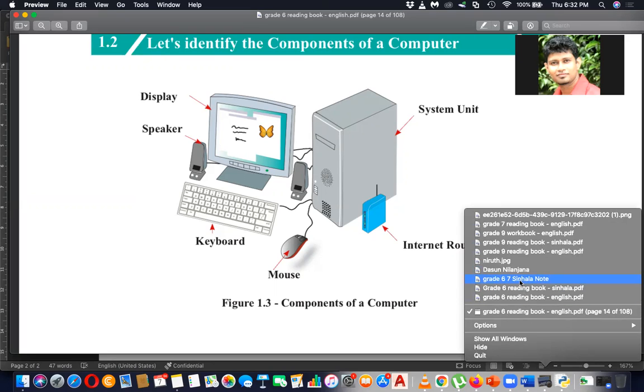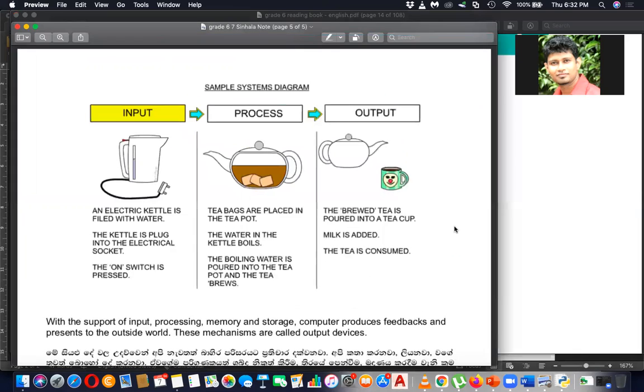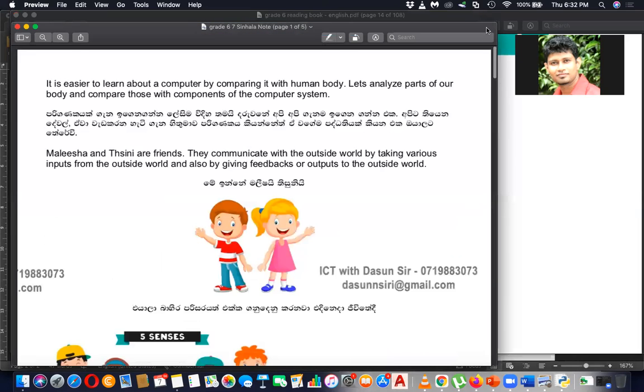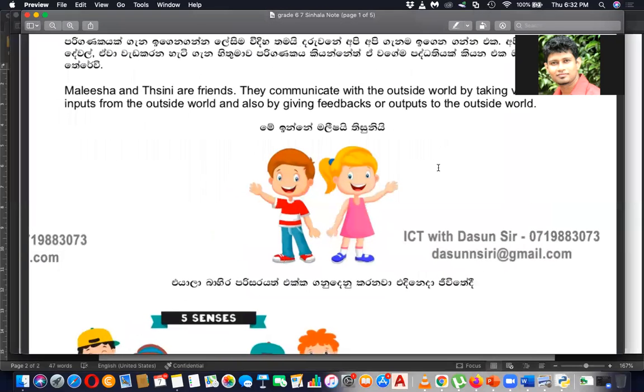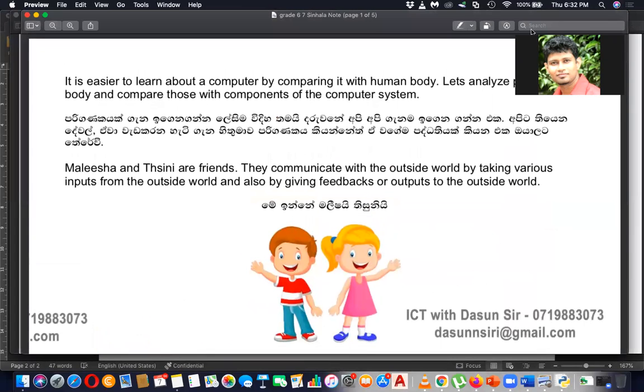So this is my note. I'll send this to you. Don't worry, I'll send this to you. It tells a small story. The first thing is, it's easier to learn about the computer by comparing it with the human body. Let's analyze the parts of our body and compare those with the components of the computer system.